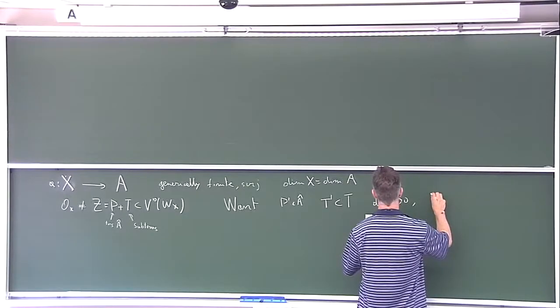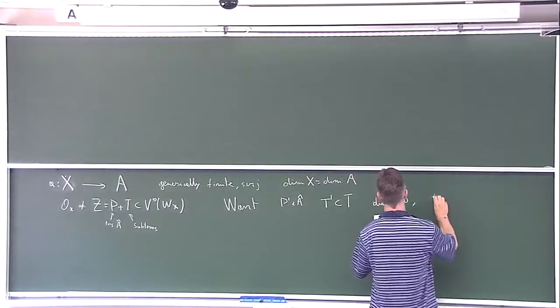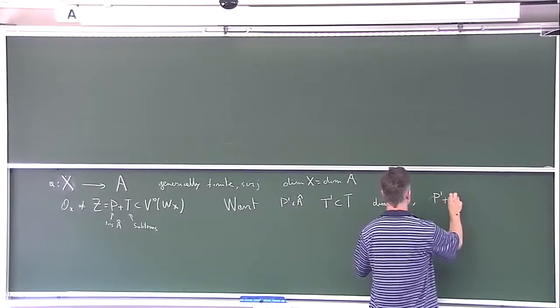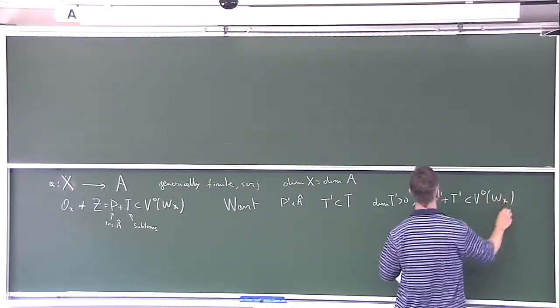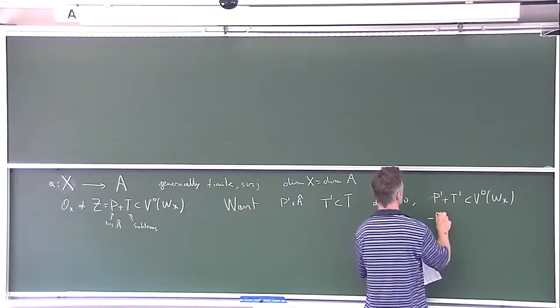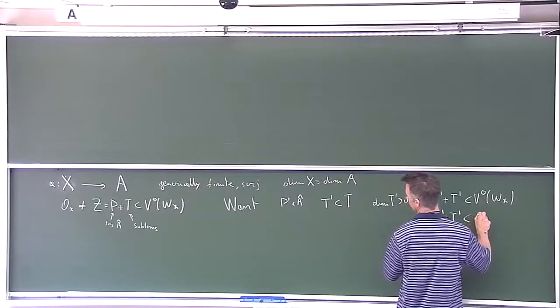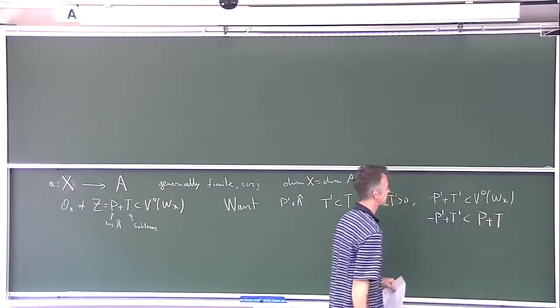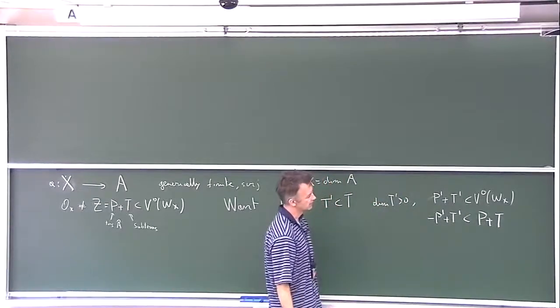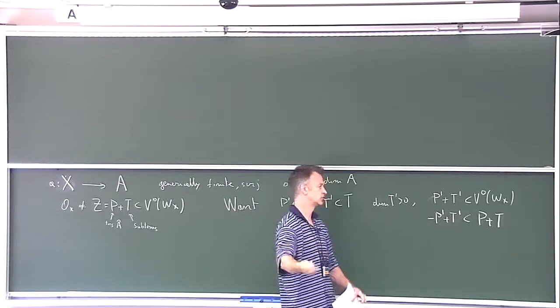Let me set it up this way: P prime plus T prime contained in V0 of omega X, and minus P prime plus T prime contained in P plus T. So why do we want these two facts at the same time? Remember, that's what allowed us to get the contradiction to P2 equals 1.